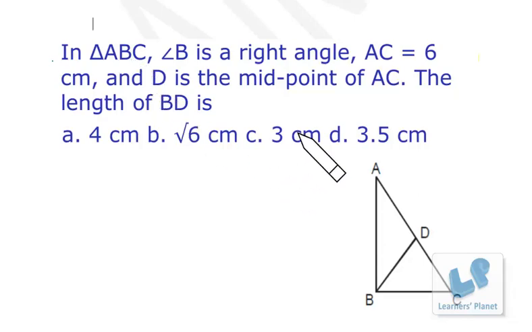In triangle ABC, angle B is a right angle and AC is equal to 6. Angle B is a right angle. AC is equal to 6. D is the midpoint of AC. So this is 3, this is 3. What is the length of BD?